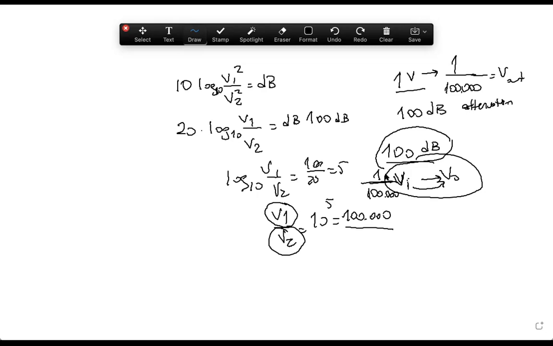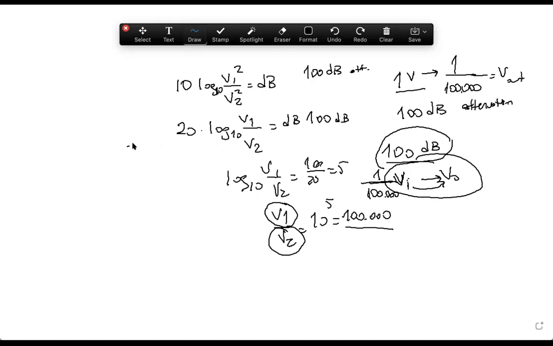If it says 100 dB attenuation, it means my input will be multiplied by 1 over 100,000 and I obtain the output at a very low level. It will be almost microvolts. My input is 1 volt, and the output is like 10 microvolts. It is highly attenuated.